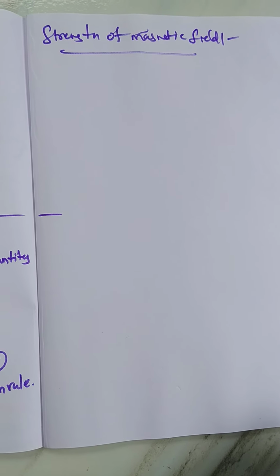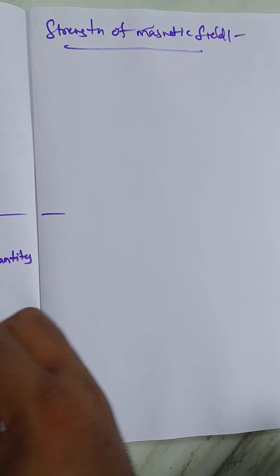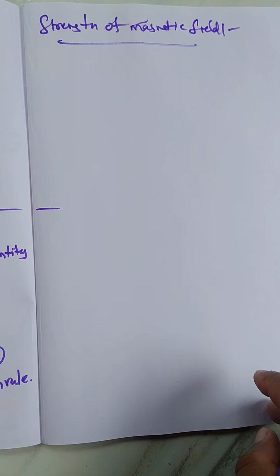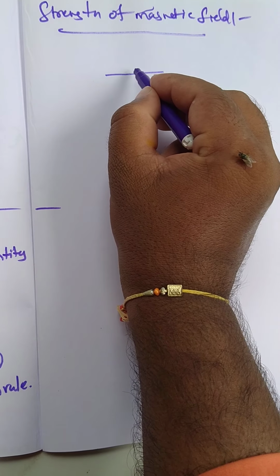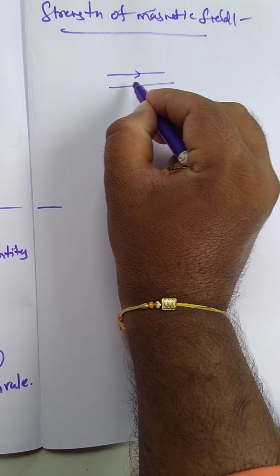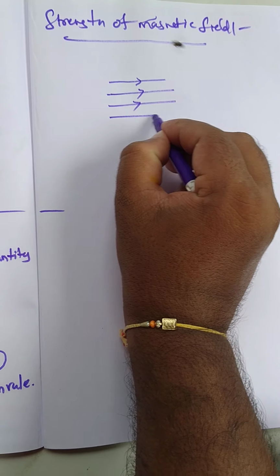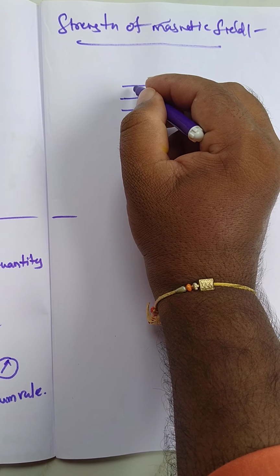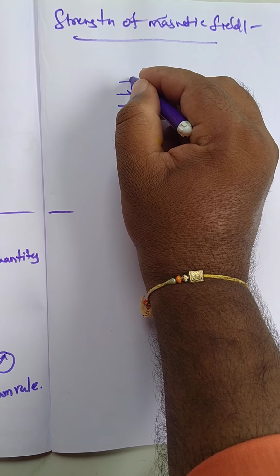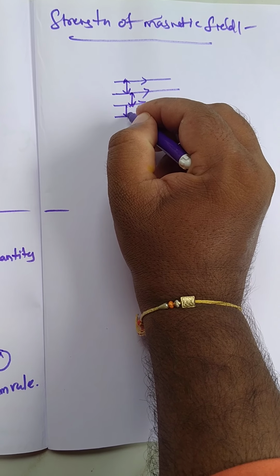Yes, dear students. First I want to discuss the strength of magnetic field. For example, I am taking magnetic field lines that are parallel to each other. You can represent magnetic field lines like this, right? Here, the spacing between any two lines is the same, right or not?